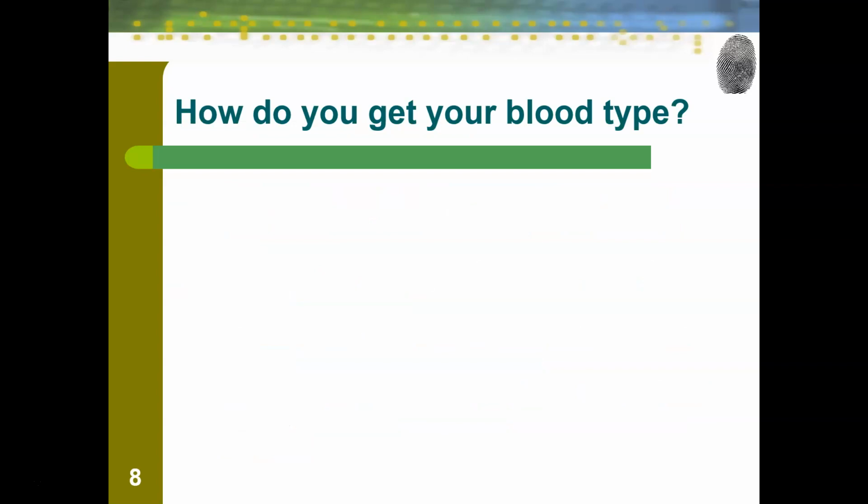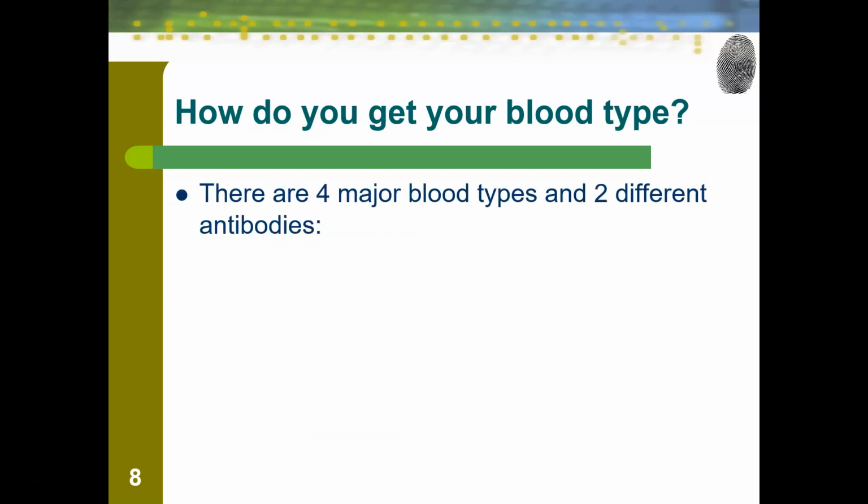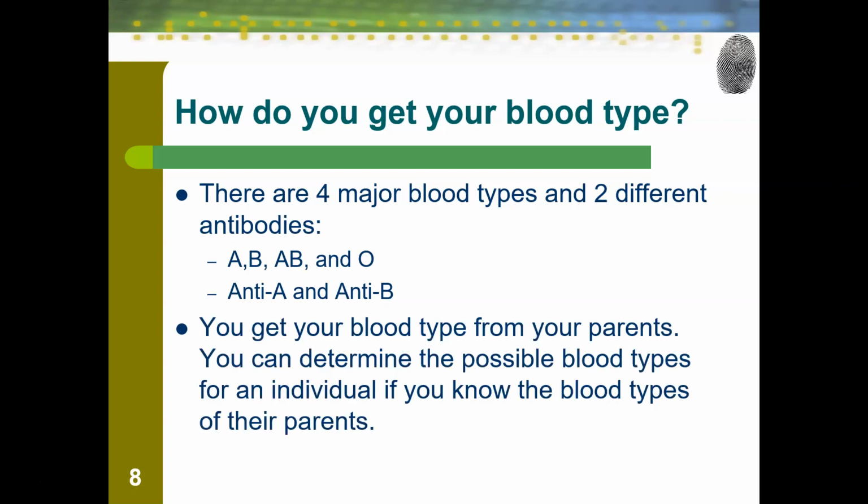So everyone has a blood type. How do you get yours? So there are 4 major blood types and then 2 different antibodies. The 4 major blood types are A, B, AB, and O. And then you will carry the antibodies of either anti-A and/or anti-B. So you get your blood type from your parents. You can determine the possible blood types for an individual if you know the blood types of their parents. So your parents are responsible for giving you your blood type.